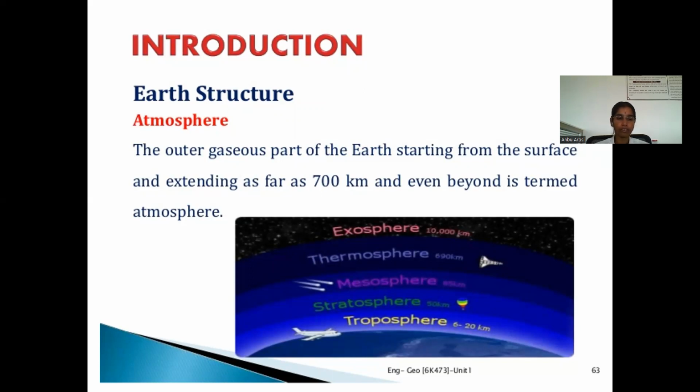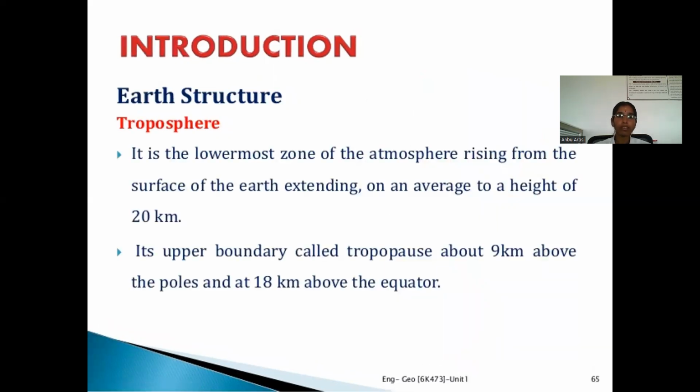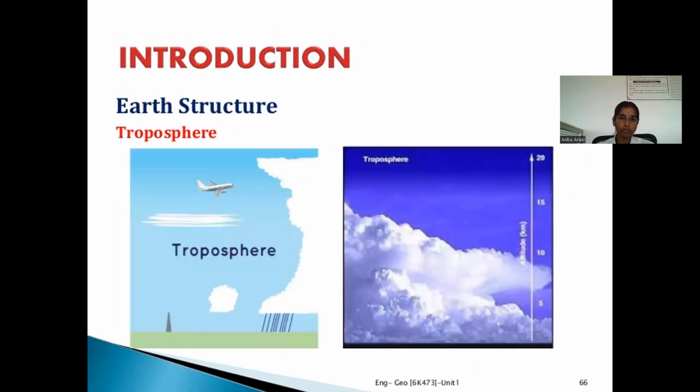There are two most important layers known as troposphere and the stratosphere. The layer extending from the surface as far as 700 kilometers and even beyond is termed the atmosphere. The layers are the troposphere, stratosphere, mesosphere, thermosphere, and finally exosphere. Troposphere is the lowest layer of Earth's atmosphere, about 11 to 12 kilometers. Its upper boundary, called the tropopause, is about 9 kilometers above the poles and 18 kilometers above the equator. This is the troposphere.